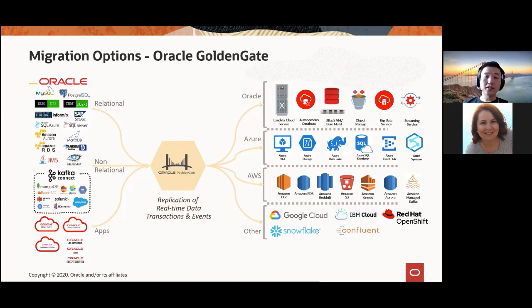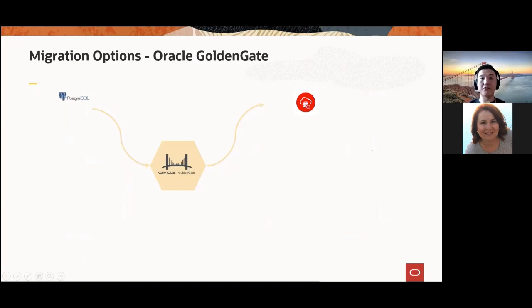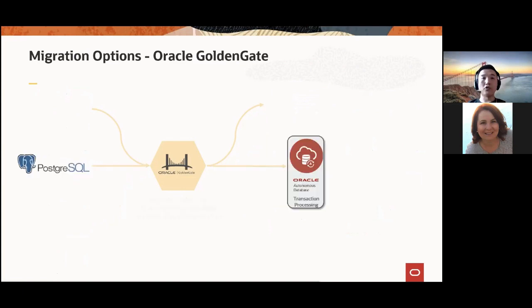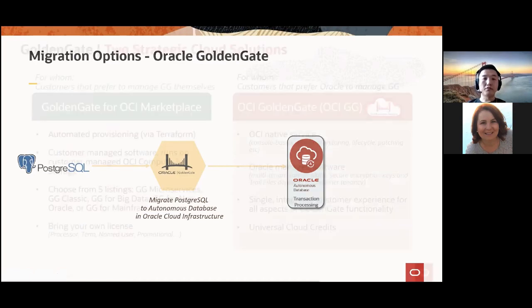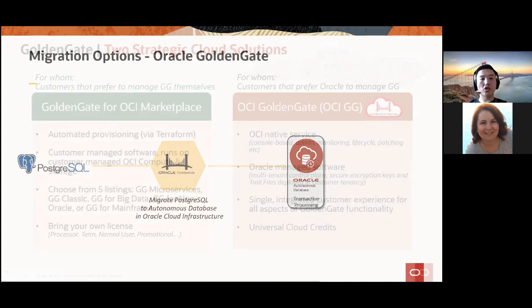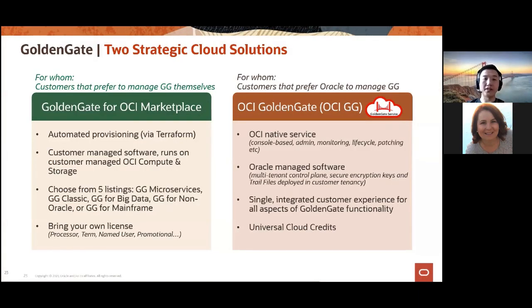So GoldenGate can do real-time migration, real-time data transactions between almost all data sources and targets. As you can guess, we're going to use GoldenGate in the simplest and most efficient manner, from PostgreSQL to Oracle Autonomous Database. All right. So let's talk about GoldenGate in just a few slides, okay?